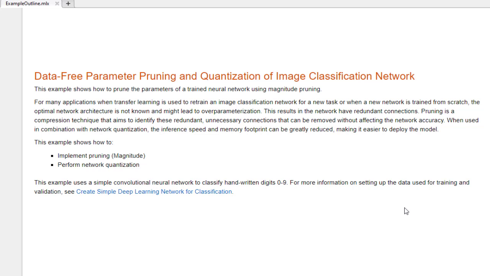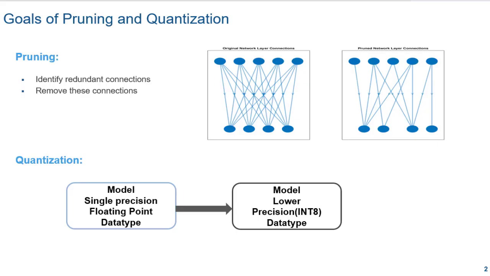In this example, data-free parameter pruning will be implemented in MATLAB. As a next step, the pruned network will be quantized using the Deep Learning Toolbox Model Quantization Library support package. Pruning and quantization are powerful model compression techniques. Pruning is a process of identifying and removing redundant connections. Magnitude pruning is used in this example.